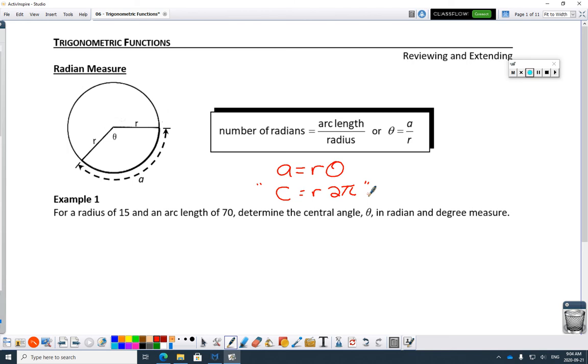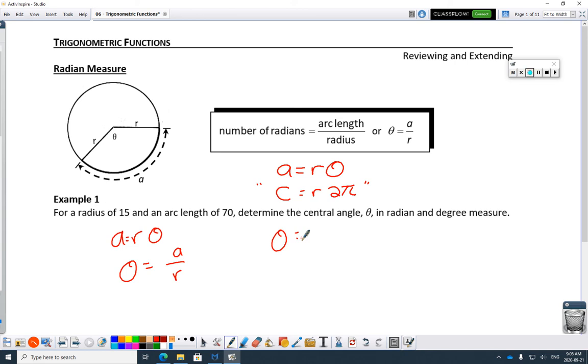The basic version of this question, though, is: for a radius of 15 and arc length of 70, determine the central angle theta. However you remember the formula, I remember it as A equals R theta. Maybe you memorize it as theta equals A over R, and you'd find this question a little easier. They want the central angle, so theta is the arc length divided by the radius. Really, theta is just telling you how many radii you've gone around the outside. That's all you're really figuring out here.